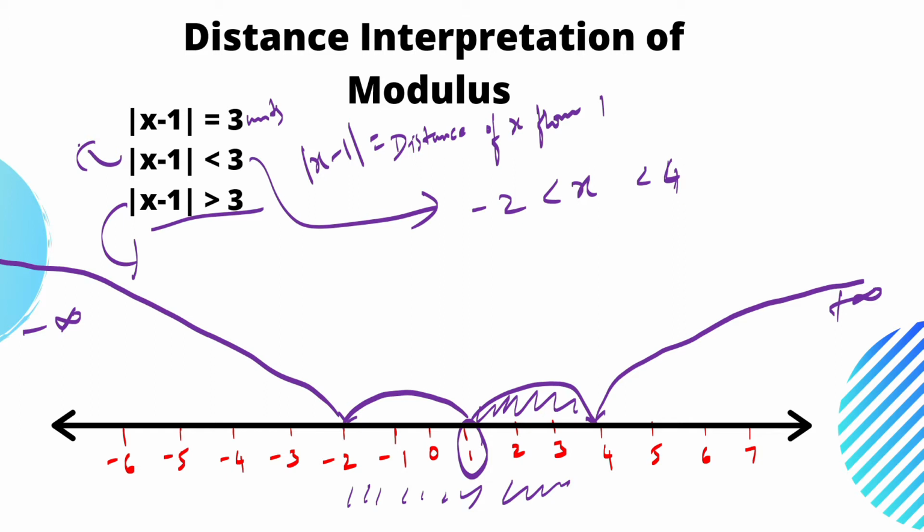All right, so I didn't write for the first case. For the first case, x can be equal to 4 or x can also be equal to minus 2.